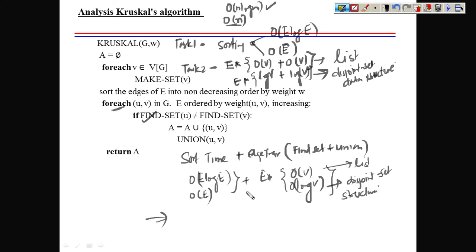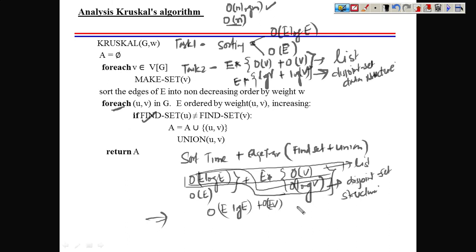So here you can see that the cost you can get is big O of E log E plus E times V if you use the list, or you can use the disjoint set data structure, and in that case the cost will be this one. So it all depends on which data structure has been used. In general, when we are implementing the Kruskal method, we use a disjoint set data structure to get a better result.